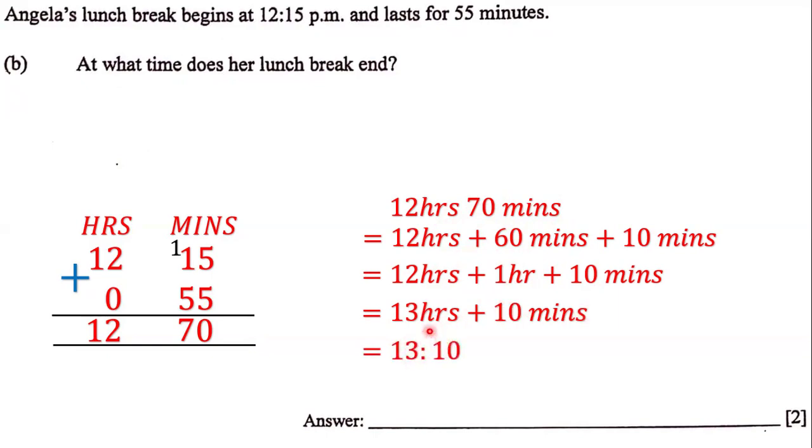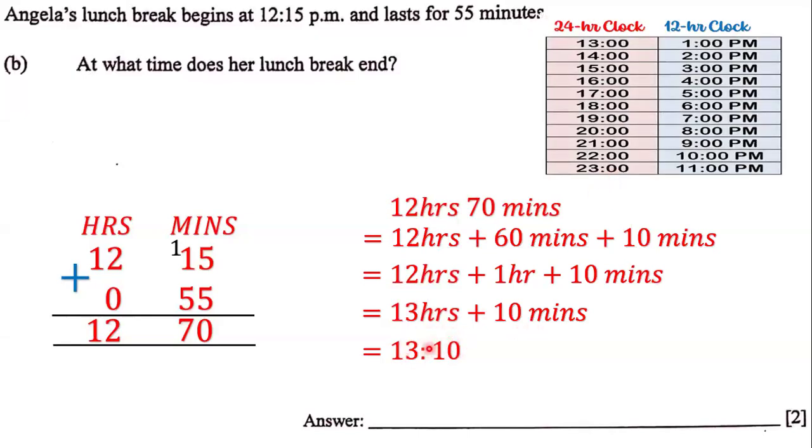Now 13:10 is expressed in the 24-hour clock. We're going to take that time and express it in the 12-hour clock. Indeed, 13 o'clock is actually 1 p.m. on the 12-hour clock. So that means that 13:10 is actually 1:10 p.m. So the time that our lunch break should end is actually 1:10 p.m. The question states, what time should the lunch break end? And it's right there. The answer is 1:10 p.m. And that's the answer to this question.